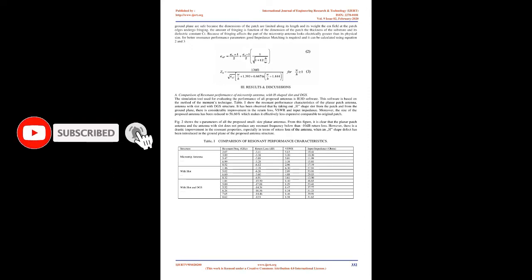In the third shape, a similar H-shaped slot has been taken out from the ground plane of the proposed antenna, which forms the defected ground structure. The dimensions of both the slots of patch and ground plane are safe because the dimensions of the patch are limited along its length and its width. The electric field at the patch edges undergoes fringing. The amount of fringing is a function of the dimension of the patch, the thickness of the substrate and its dielectric constant, epsilon r. Because of fringing effects, the microstrip antenna looks electrically greater than its physical size. For better resonance performance, good impedance matching is required and it can be calculated using equations 2 and 3.